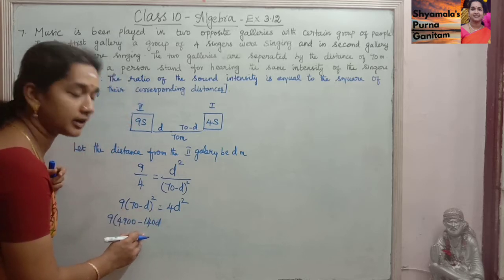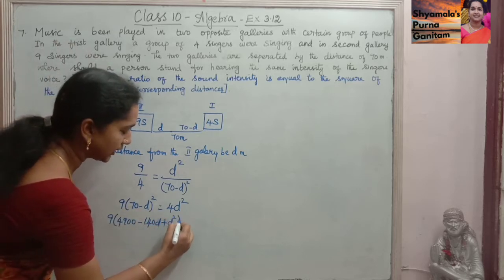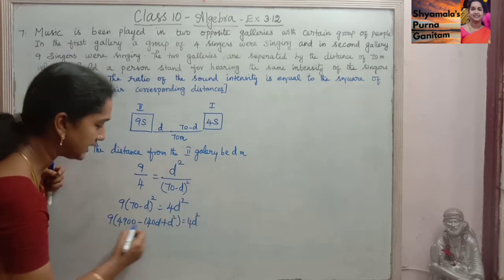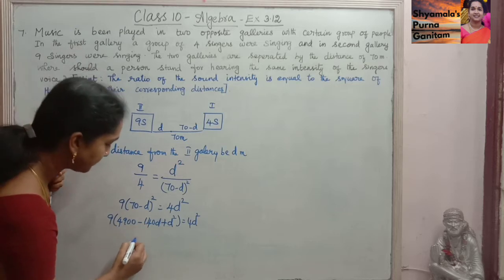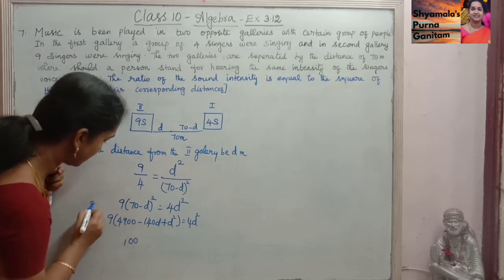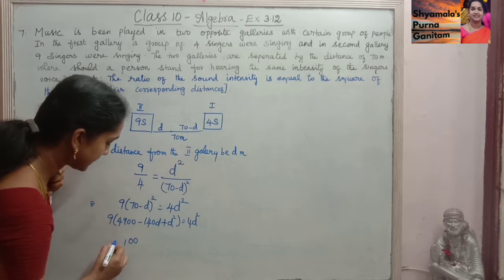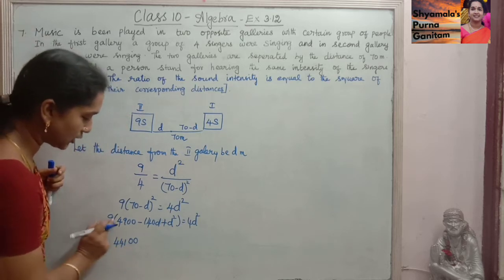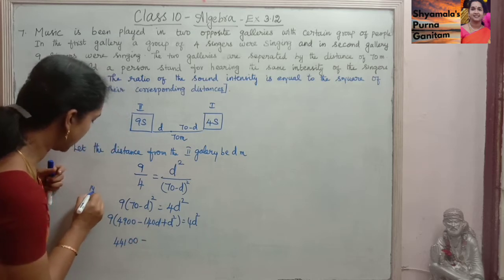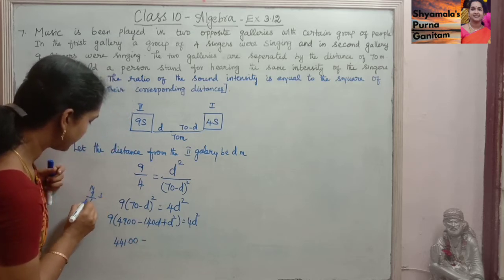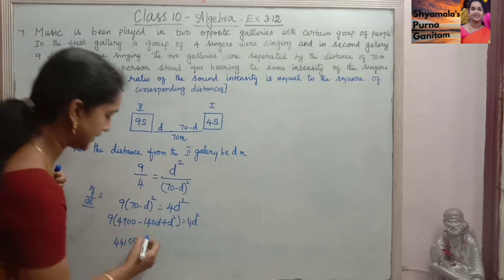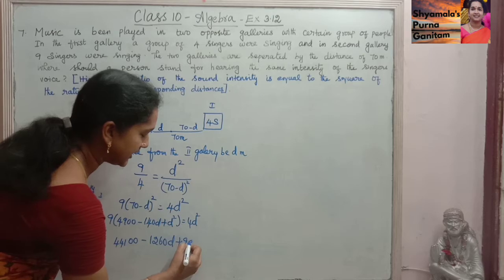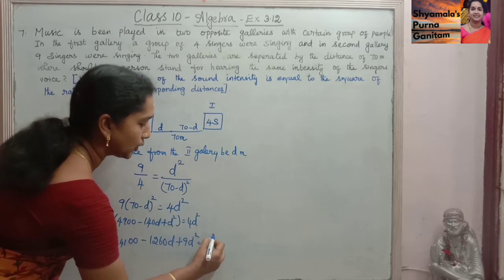So, minus 140d plus d squared is equal to 4d squared. Now we will multiply this 9 inside. 9 9s are 81, 9 4s are 36 plus 8, 44, so 4410 into 9. Minus 140 into 9 is 1260. So, 1260d plus 9d squared is equal to 4d squared.